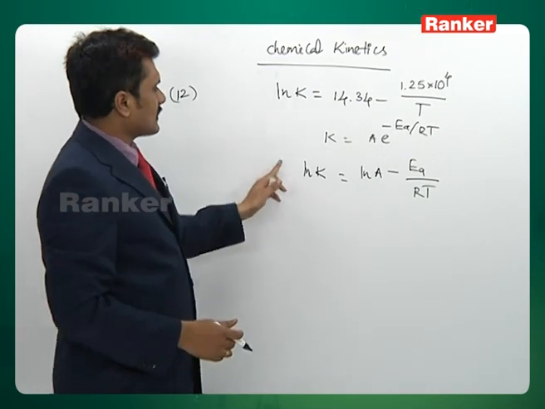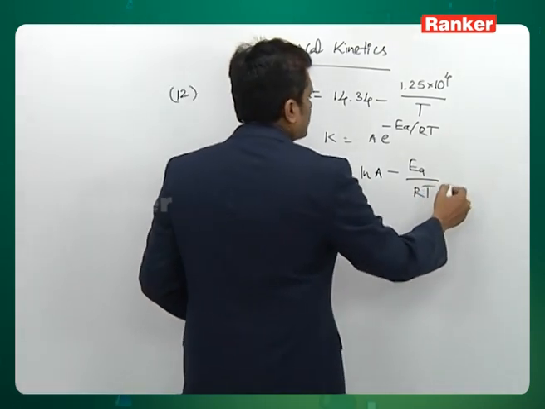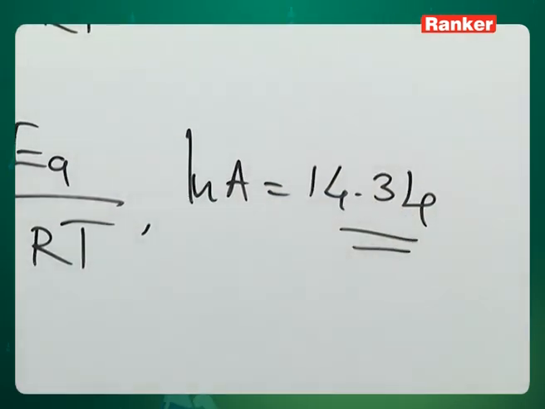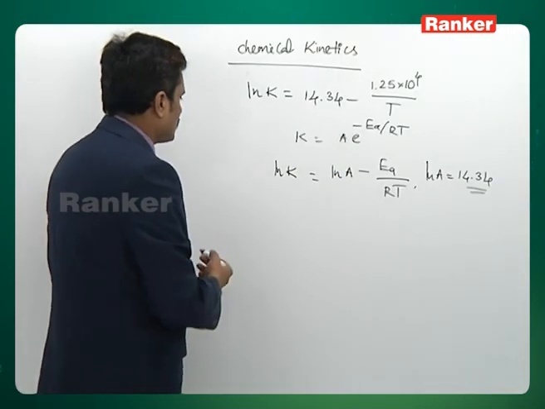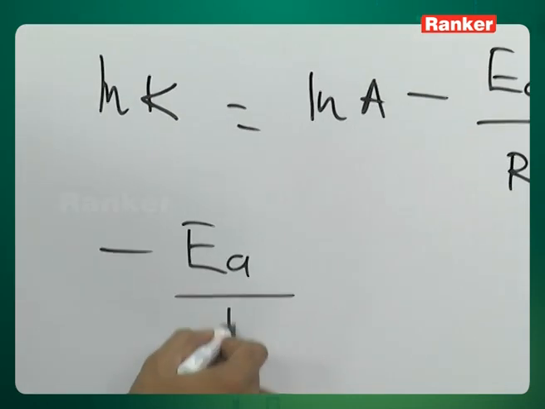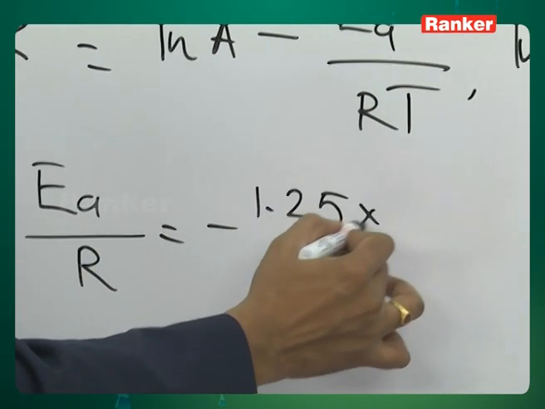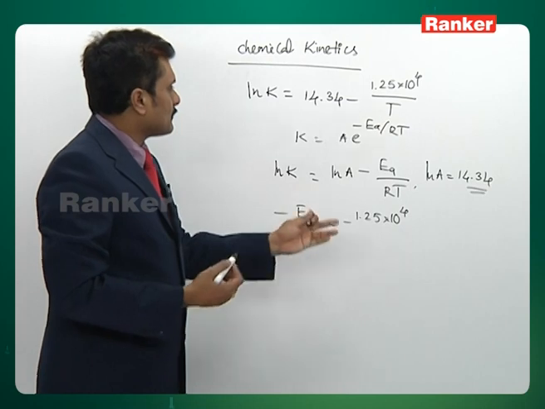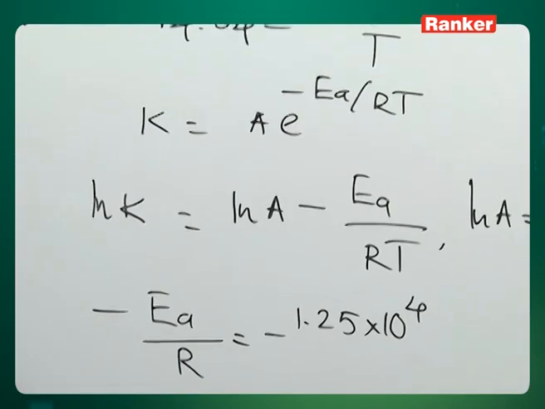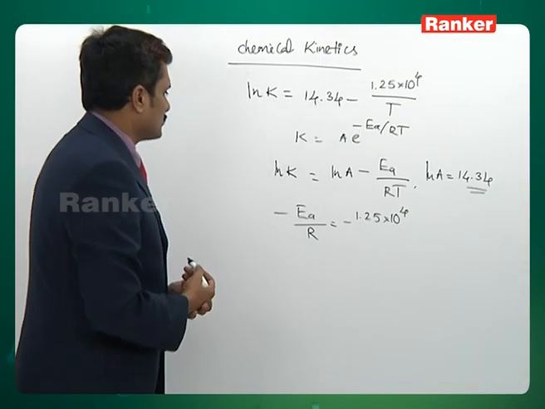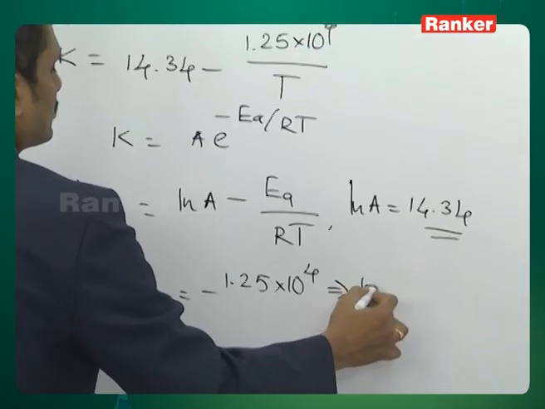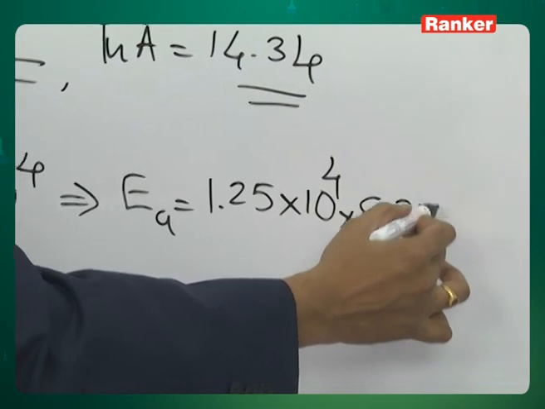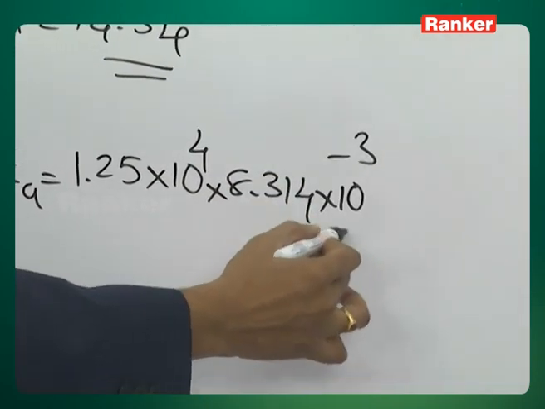Now when these two equations are mapped with each other, it is clearly indicated that natural logarithm of A is 14.34. From this data we can find the value of A, and the slope can be used to find the activation energy of the given reaction. So this is a straight line with an intercept and a negative slope whose value is 1.25 into 10 to the power 4. When I substitute the R value, I get the activation energy. If I substitute it in kilojoule, I will get my answer in kilojoule.